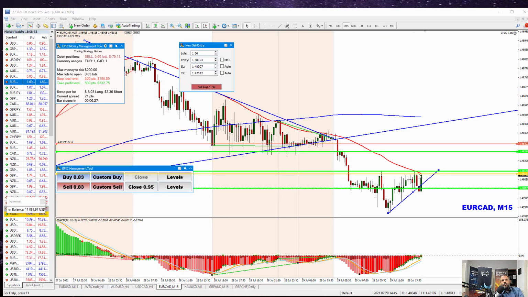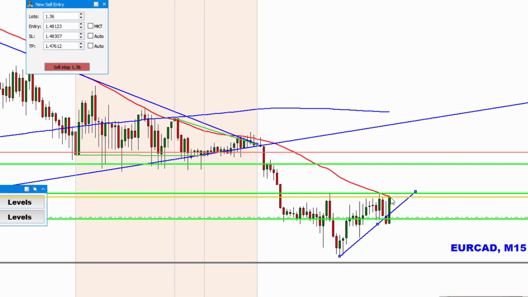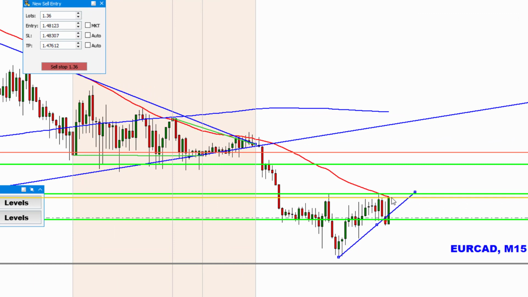Okay, so right now we're pushing right up against this 50-period moving average. So I'm going to add a sell position right at the very top of this pushback. We also have resistance here and resistance here. So I'm actually going to add a sell right here into resistance. So I'm just going to add it right now.